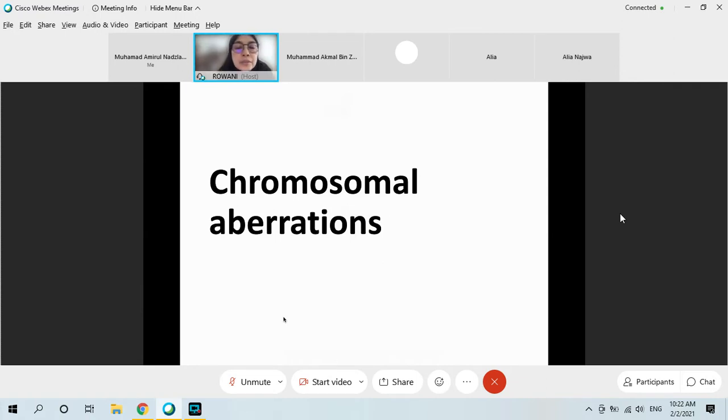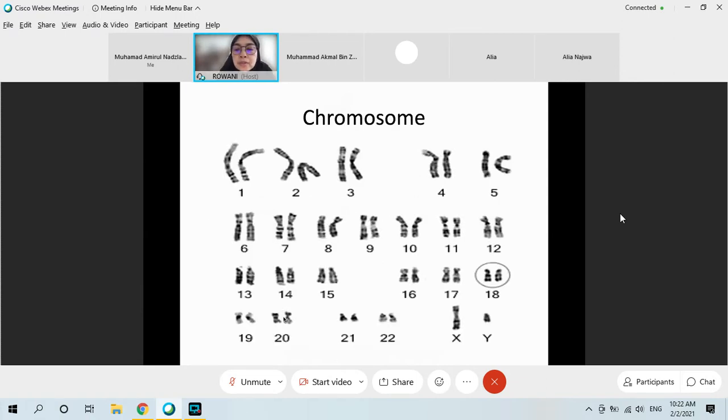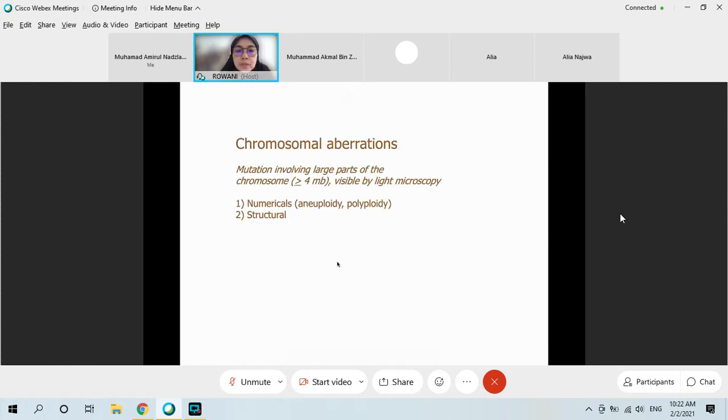Okay, let's look at chromosomal aberration. When there is a mutation, it involves a large part of the chromosomes. Normally, it is more than 4 megabase, and it is typically visible under light microscopy. So the abnormalities can be a change, as I mentioned earlier, numerical, or it can be structural.